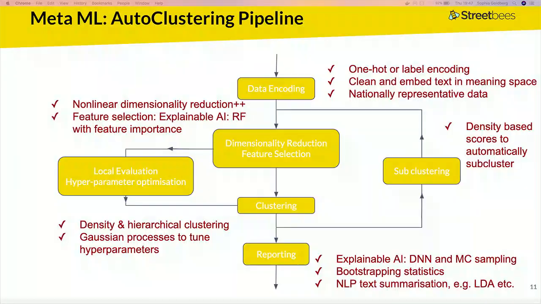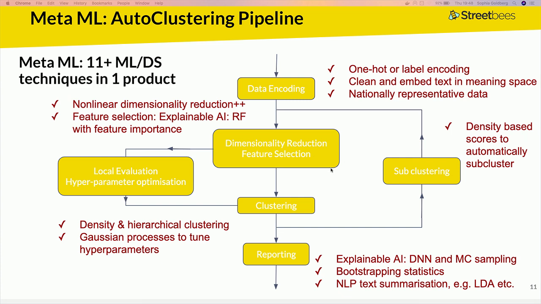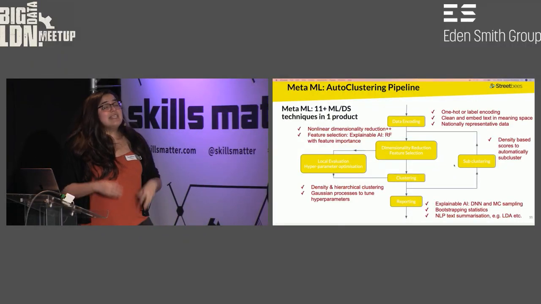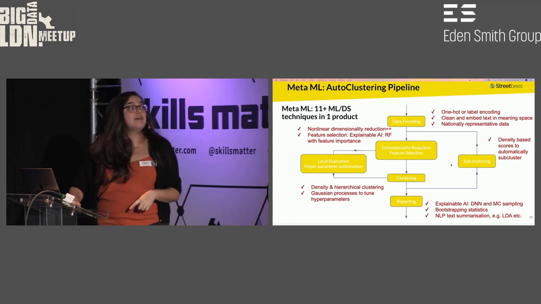We use some standard data science statistics techniques like bootstrapping. So does this cluster over-index on male or female, and is that statistically significant? We need to describe those clusters. And we also use various NLP techniques for describing what's within those clusters using natural language processing. So basically, this one product uses a lot of machine learning. It uses 11 plus, I think it's more than that now, different techniques, and that's just for one product.